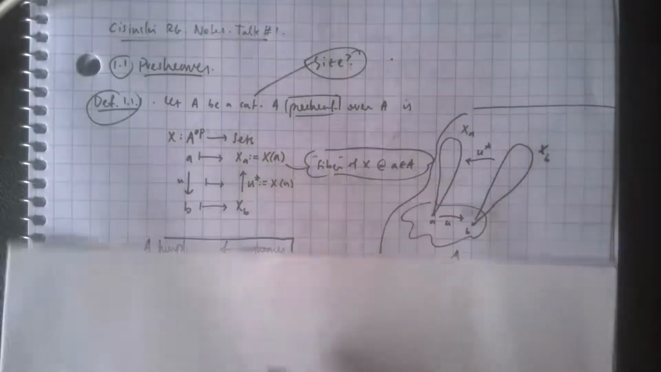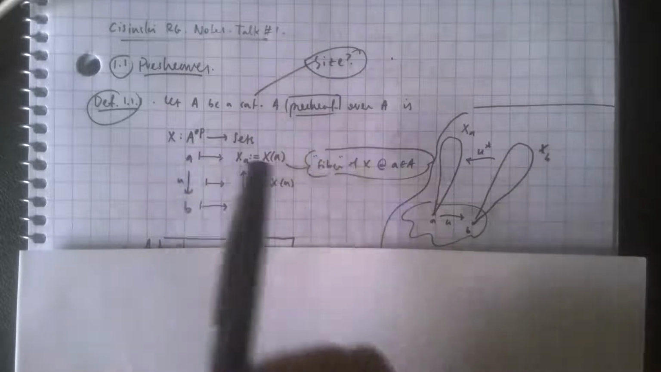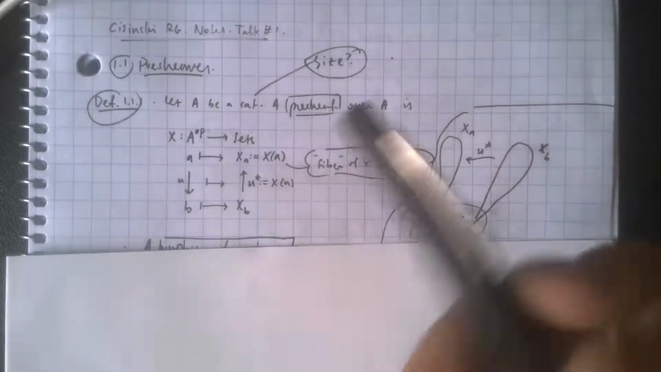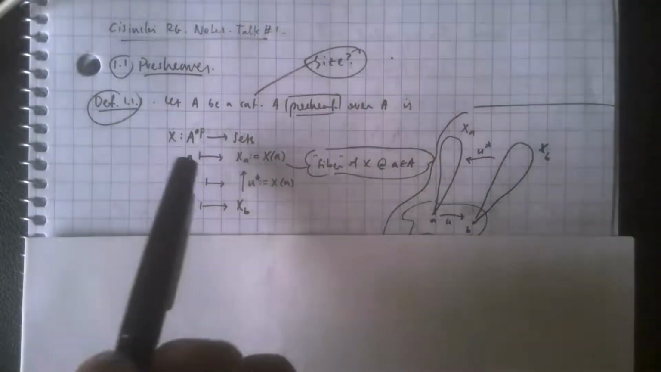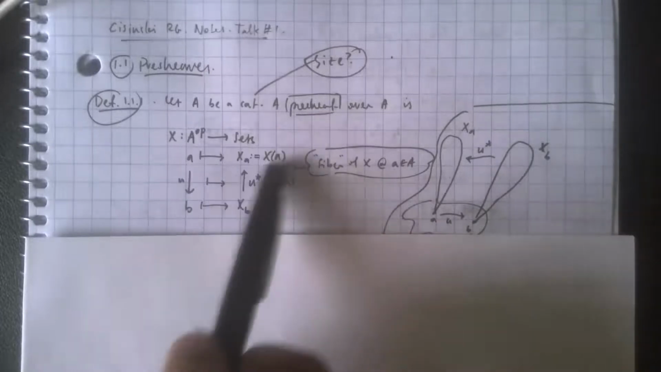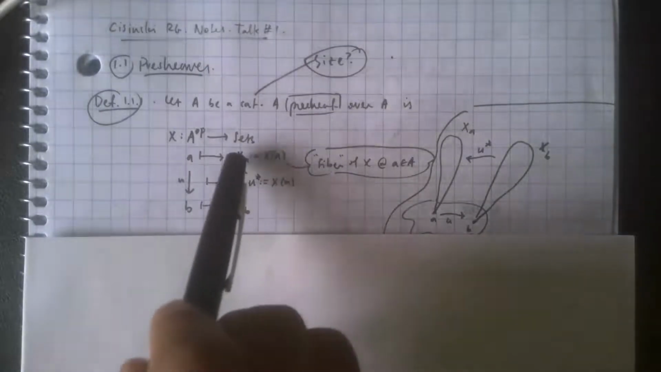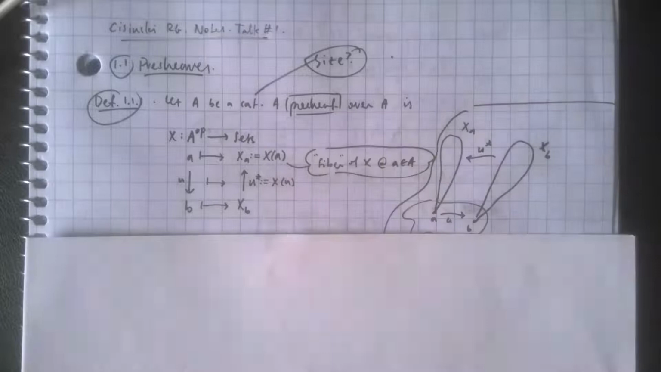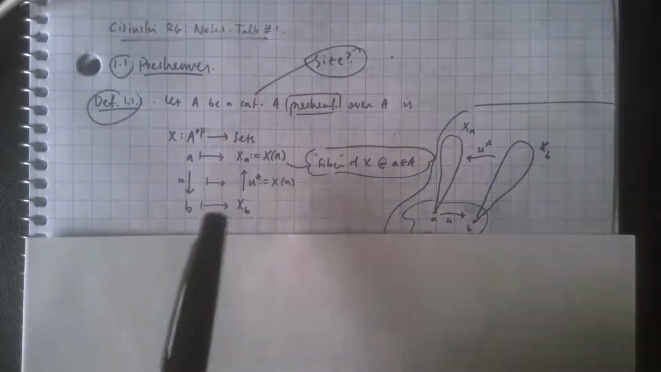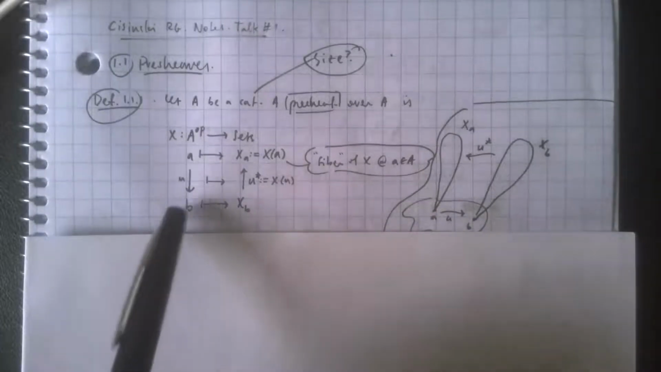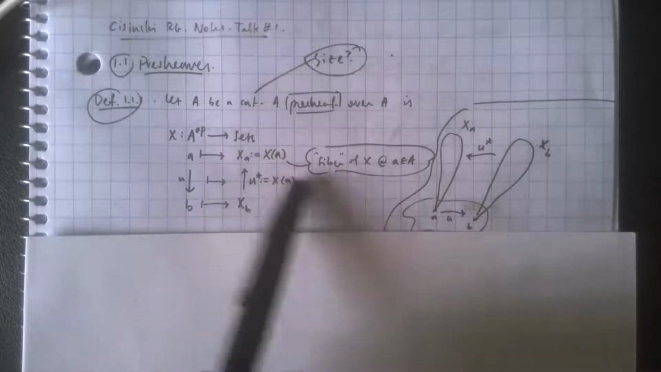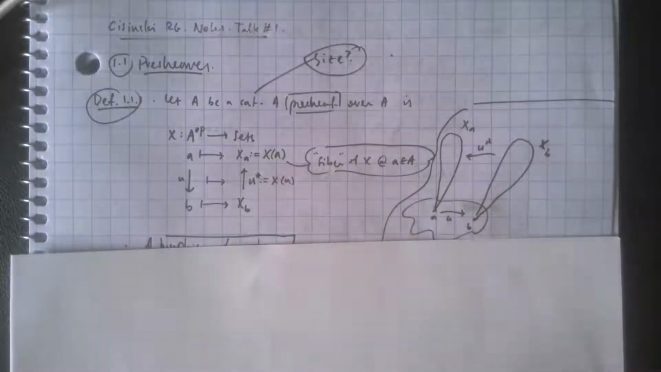A presheaf over A is a functor, a contravariant functor from A into sets. For each element A in A, we call its fiber X of A, that's the image of A under X. And then for any morphism U in A, we call the image under X this U star.